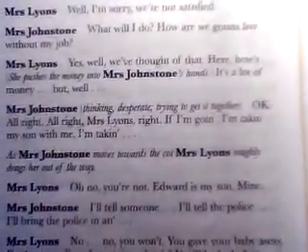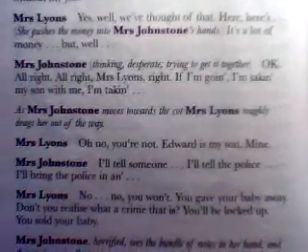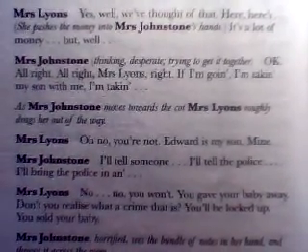Mrs. Johnstone is thinking, desperate, and trying to get it together, says, okay, all right, Mrs. Lyons, right, if I'm going, I'm taking my son with me, and we see Mrs. Johnstone and the love that she still has.